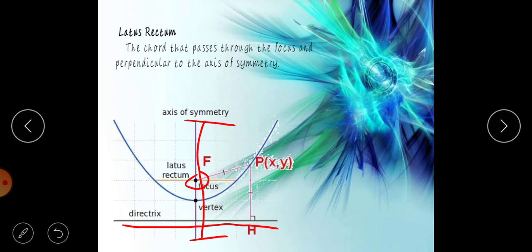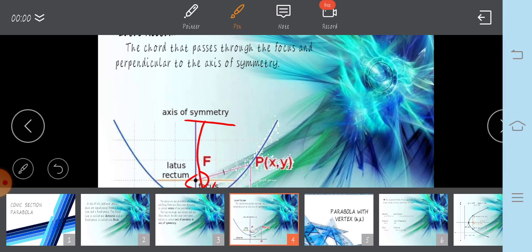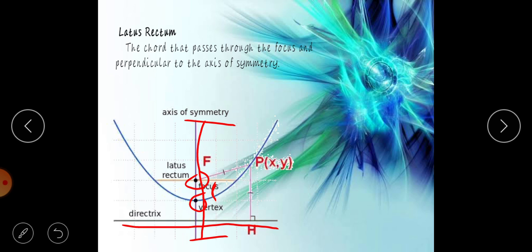So this point, which is halfway from the focus and the directrix, is the vertex. It means that the distance from the vertex to the focus is the same as the distance from the vertex to the directrix. And this line, this orange line, which passes through the focus, is called the latus rectum.